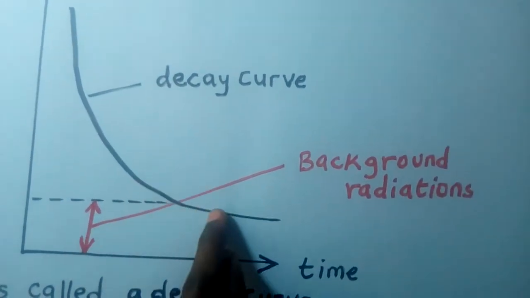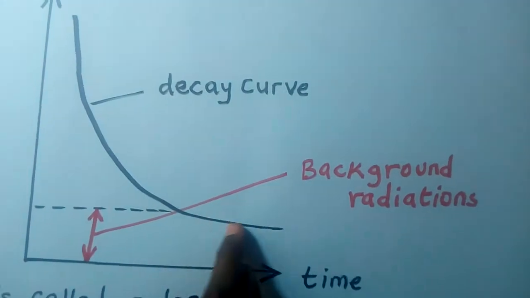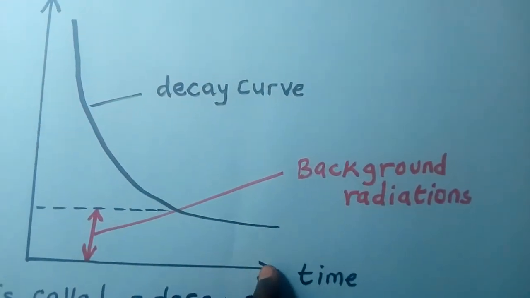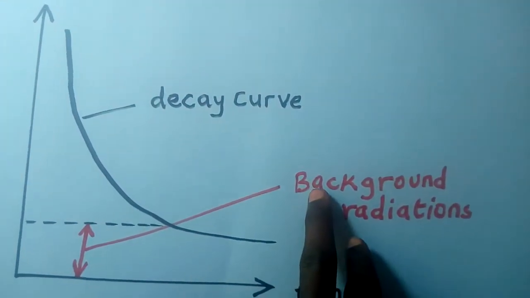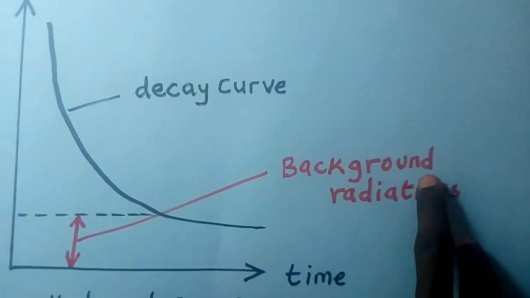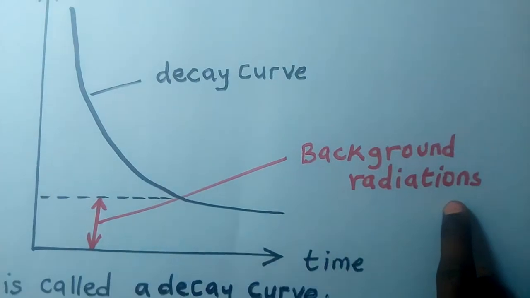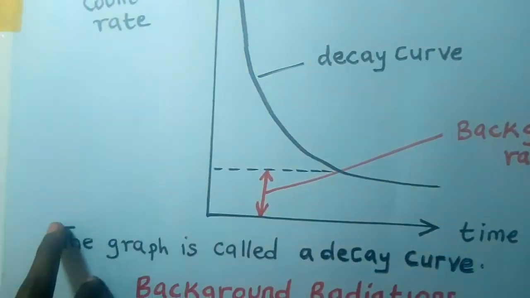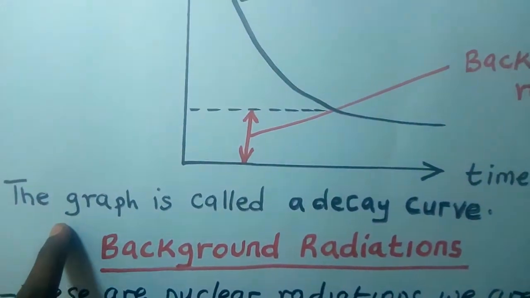Look at my hand. The reason why it does not touch this is because of what we call background radiations. We are going to talk about background radiations shortly. So this kind of graph is called a decay curve.